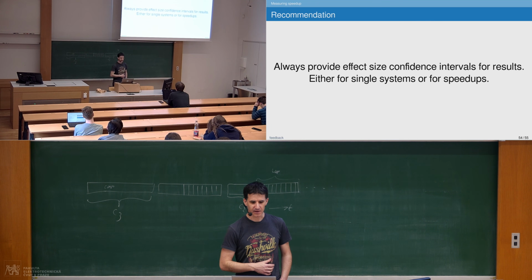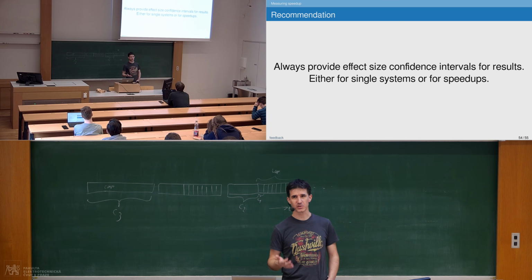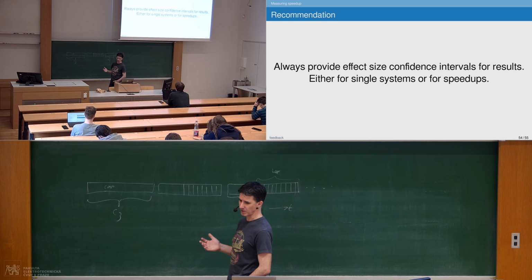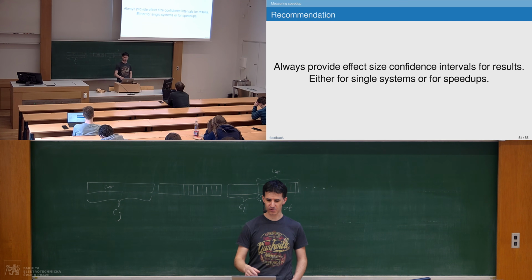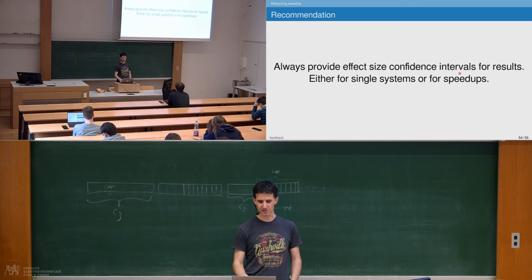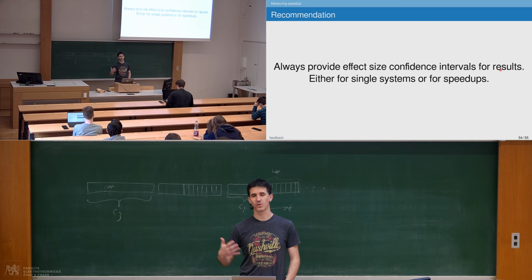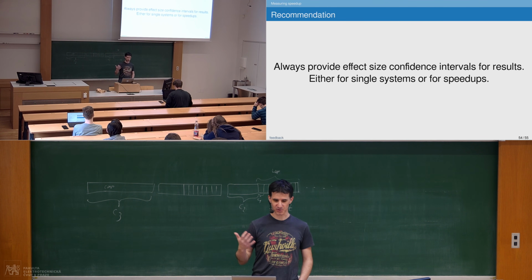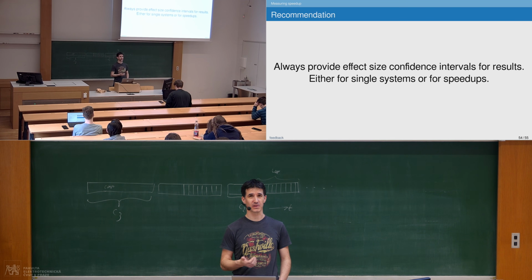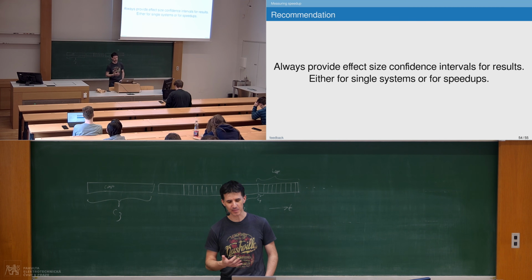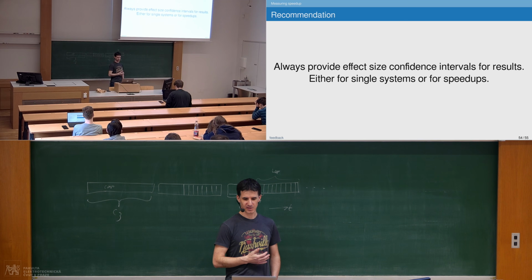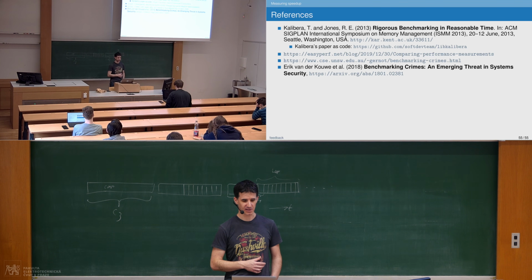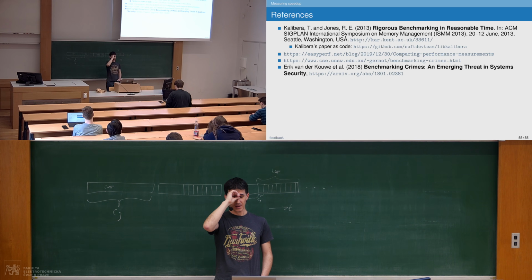So the final recommendation, whenever you do some measurements and you report some kind of results, don't forget to report this effect size confidence interval for your results, because only in that case readers or recipients of your results will be able to trust you. Without that, this is just a number and nobody knows how precise it is.